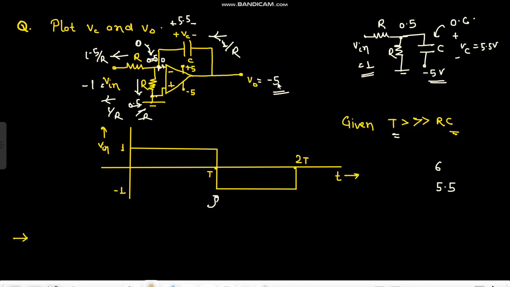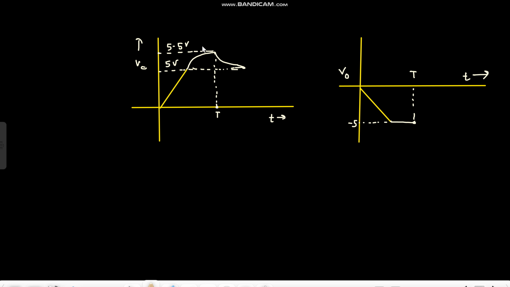And it is at zero, so this V naught voltage is at -5. So we are having +5 voltage here. With -5 and 0, we are having VC equal to +5. So from 5.5 it is going to +5, and till then this V output is at -5 only.